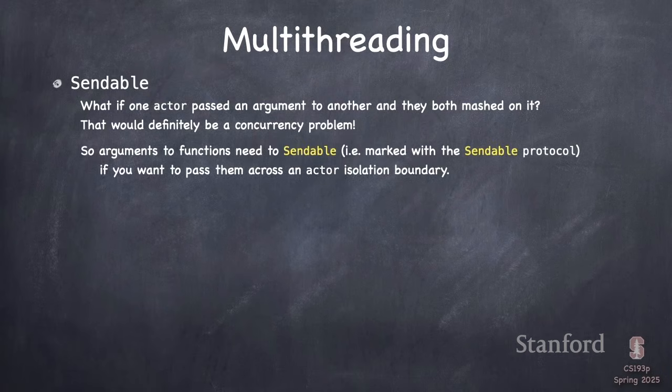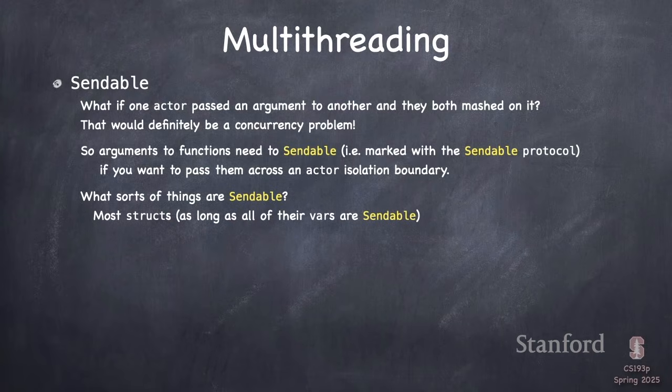Arguments to functions that are going to go across an actor isolation boundary have to be Sendable. They have to implement the protocol Sendable. Now, this Sendable protocol has actually no functions or vars in it. It's just a marker that says this thing can cross that boundary and it won't get crunched. It won't get smashed by two people writing to it at the same time. You actually don't make things Sendable, you just mark them Sendable. And some things you just can't mark Sendable because they can't be marked Sendable. So let's talk about those things.